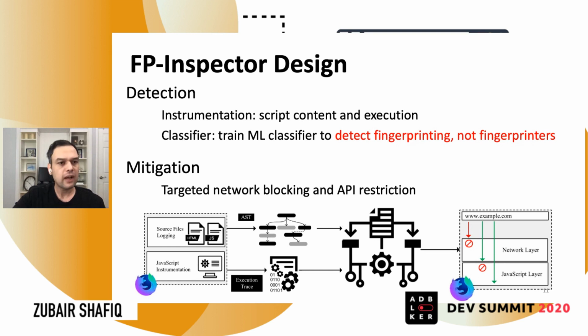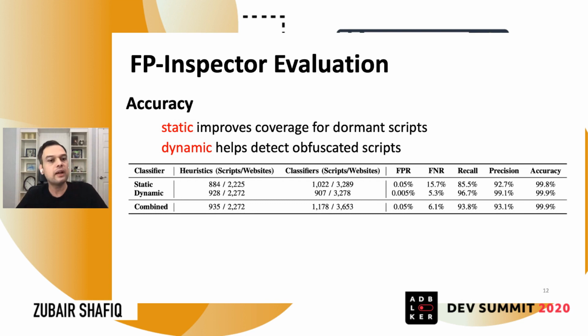We evaluated FP Inspector rigorously on a large scale, and our results show that it is quite accurate. FP Inspector was able to detect many more fingerprinting scripts than were detected by previous heuristics or which are listed in filter lists. We also found that combining static and dynamic analysis is very nice. These are two complementary techniques. For example, static analysis helps us address some of the coverage issues with dynamic analysis, and dynamic analysis is really helpful against fingerprinting scripts which are seriously obfuscated.